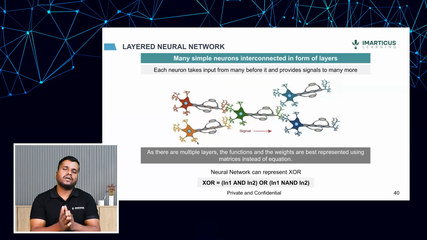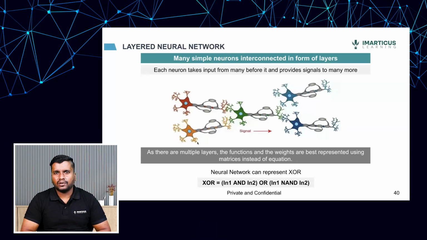But when it comes to XOR gate, where we require a complex classifier, we cannot do it with a single neuron. So we require another classifier and another neuron, another layer of neurons which will do the other task. Each neuron takes inputs from many before, and it provides signal to many more. This is how the mechanism works in a neural network, or in the central nervous system of a human being, where it takes information from the surroundings, processes the information and passes it on to another neuron.